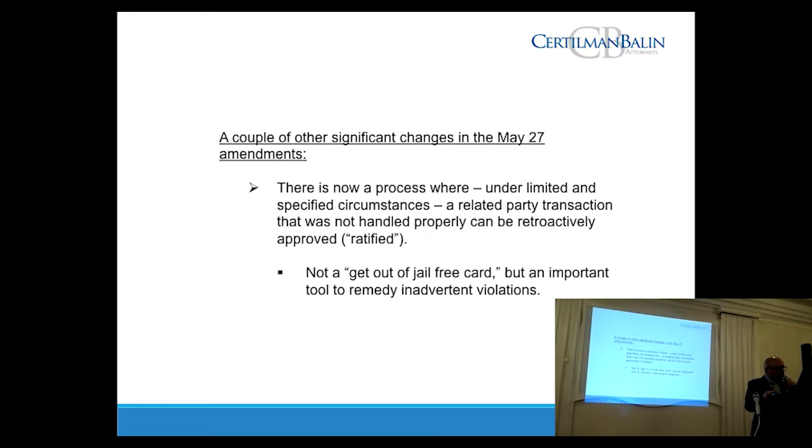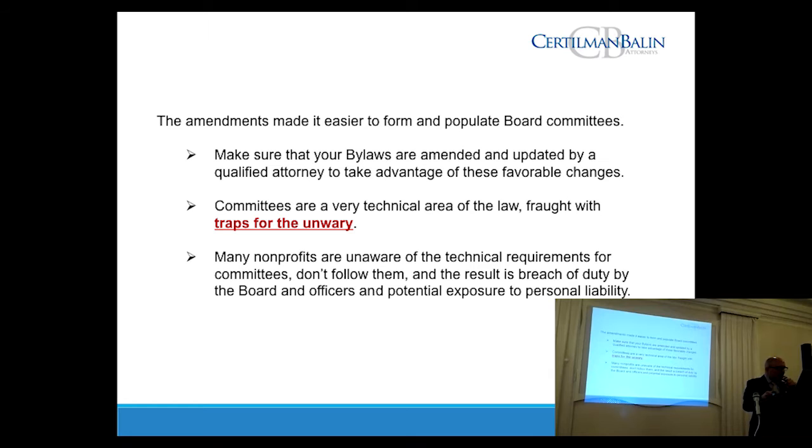So one other thing to be aware of in the May 27th amendments is there's now a new process where, under very limited and specific circumstances, you can retroactively approve, and the legal term is ratify, a related party transaction that happened in the past that you might have missed, that you blew, and you didn't handle it the right way. It's not a get out of jail free card. It doesn't work in all situations. There are specific requirements, but it's great to know that if you inadvertently failed to deal with a related party transaction the right way, you can fix it retroactively under certain circumstances, and that's also something to talk about with your lawyers if that triggers anything in your recollection.